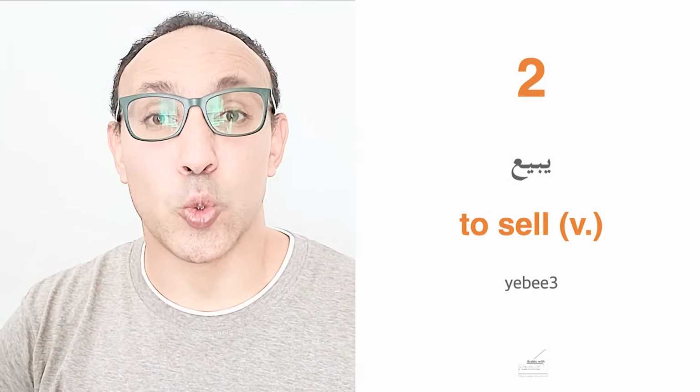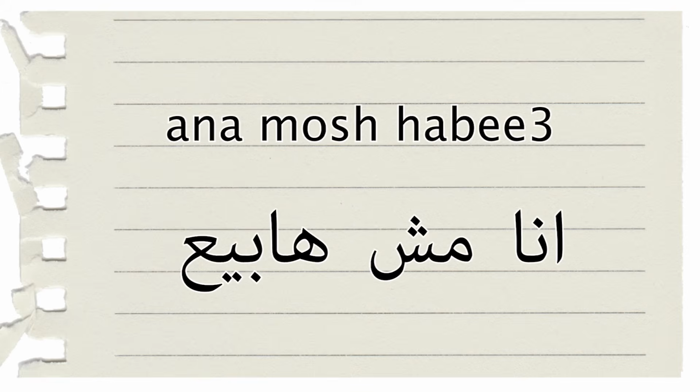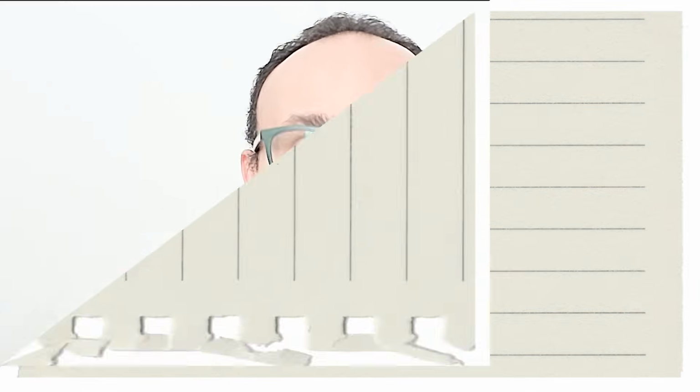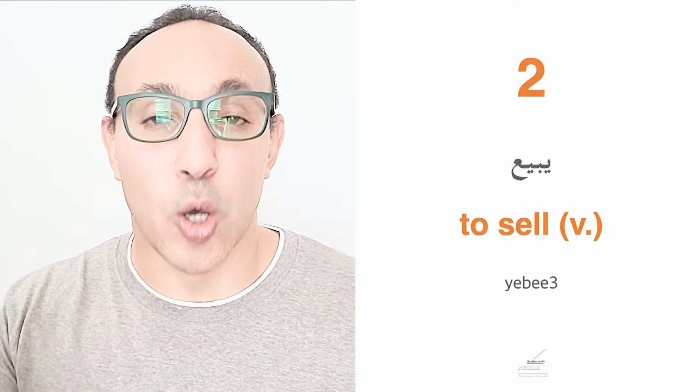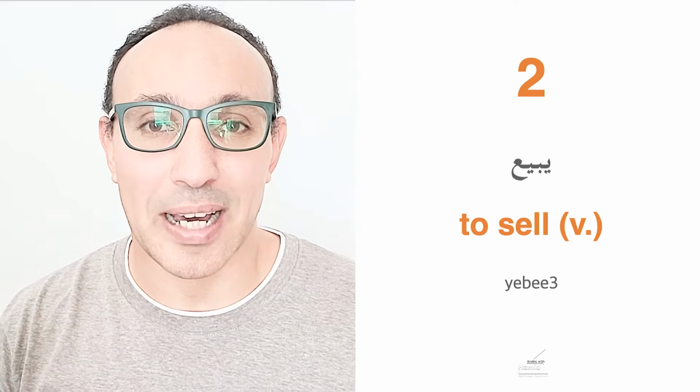The second verb is to sell, يبيع. So it is the opposite of يشتري. أنا عايز أبيع. Okay. أنا مش هبيع. I will not sell. Okay. أنا عايز أبيع. I will sell. So يبيع is to sell. It is the opposite of يشتري, which is to buy. هو يبيع. He sells. هي تبيع. She sells.